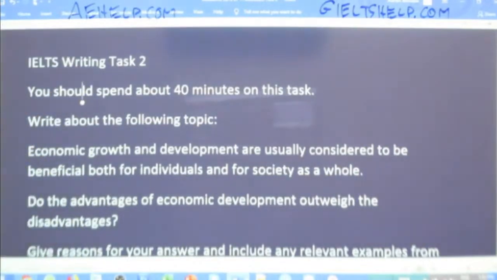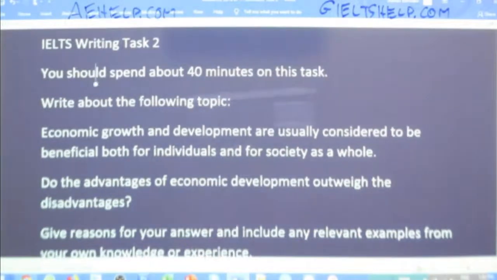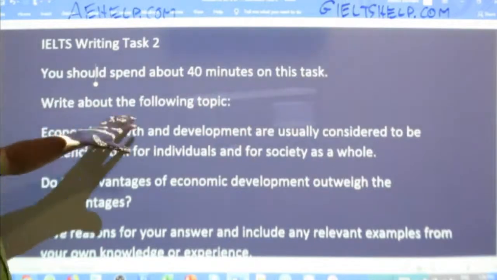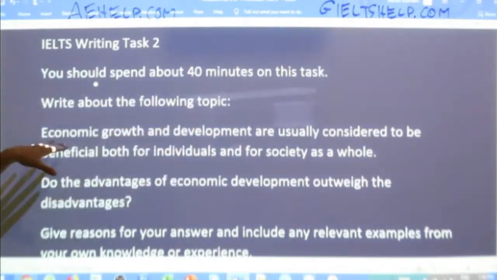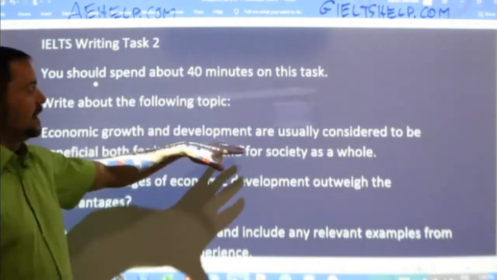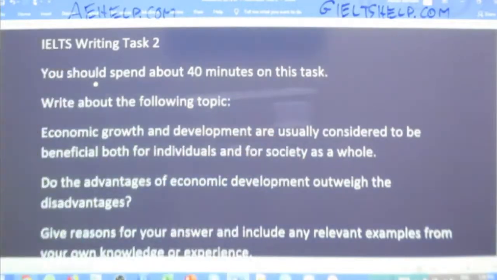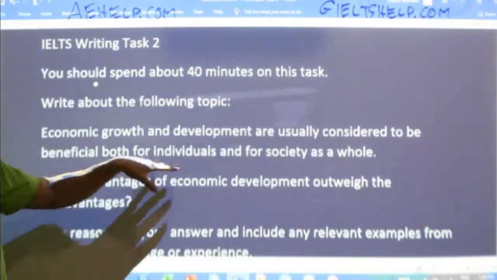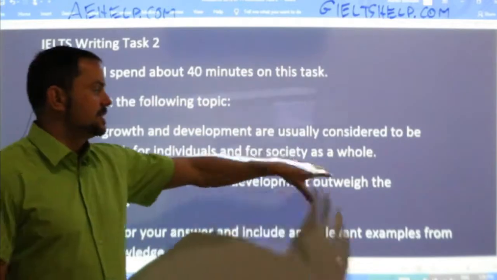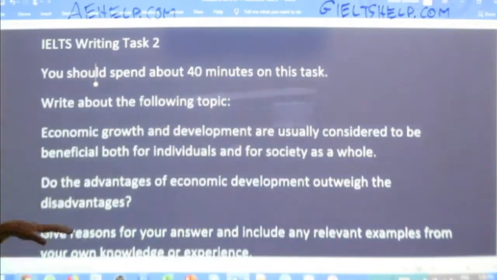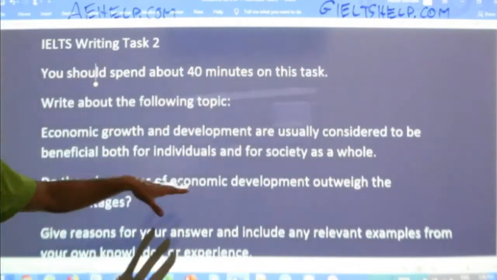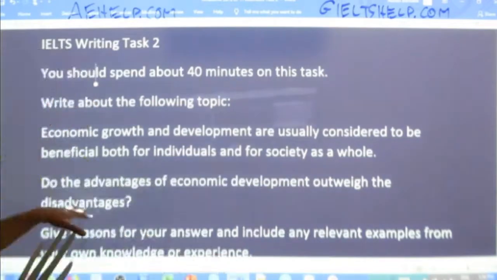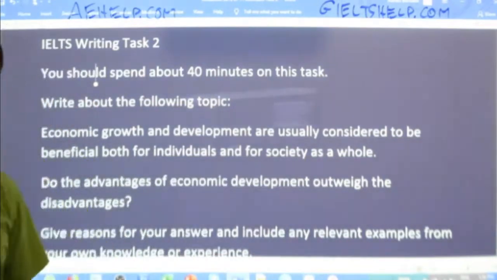Okay. So here is the question. Write about the following topic. Economic growth and development are usually considered to be beneficial both for individuals and for society as a whole. Do the advantages of economic development outweigh the disadvantages?